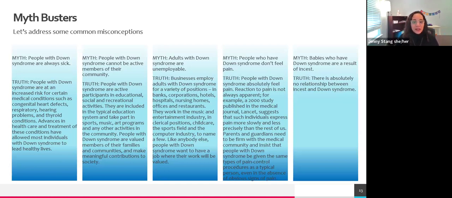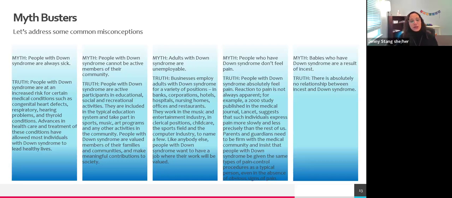Next, people with Down syndrome cannot be active members of the community. The truth is, people with Down syndrome are active participants in educational, social, and recreational activities. They're included in the typical education system and take part in sports, music, art programs, and any other activity in the community. People with Down syndrome are valued members of their families and communities and make meaningful contributions to society. And we'll definitely highlight some of those contributions at the end of my presentation.